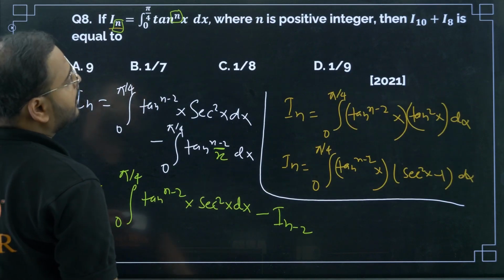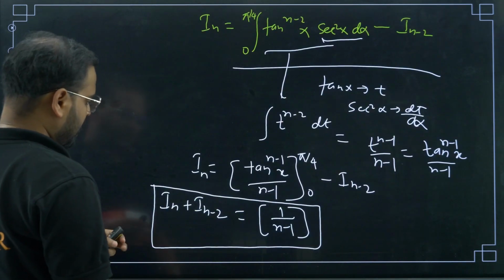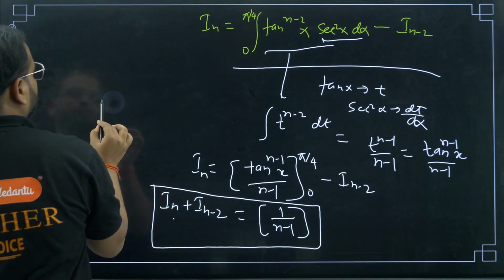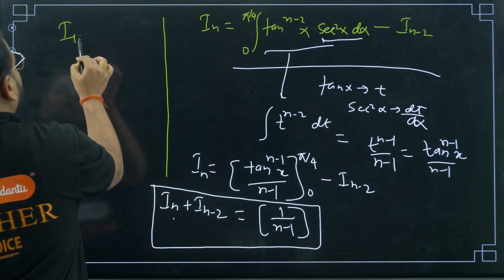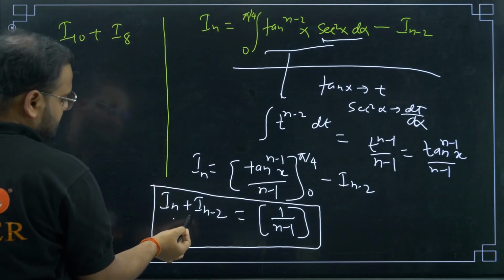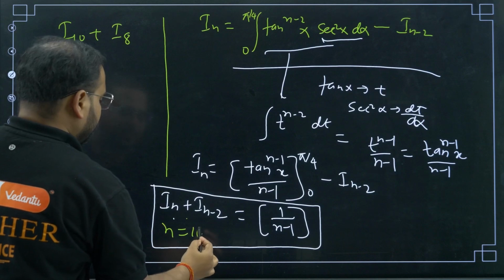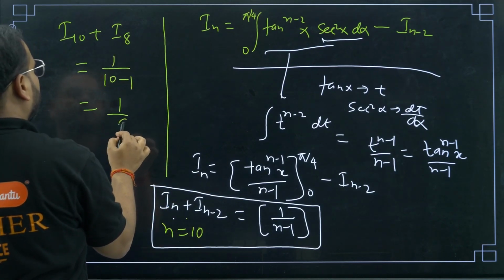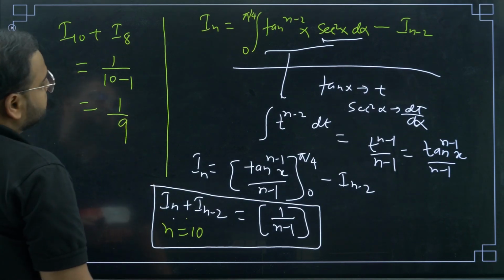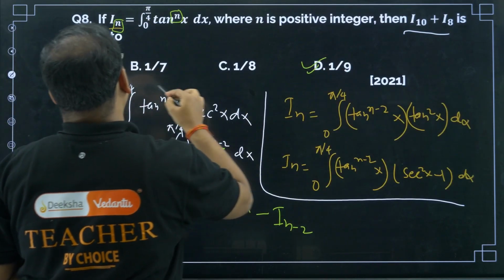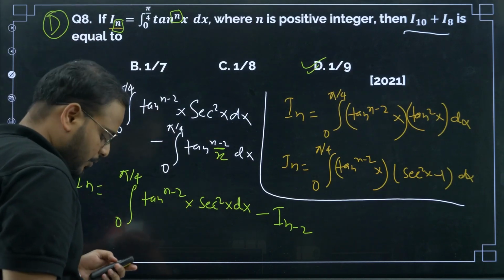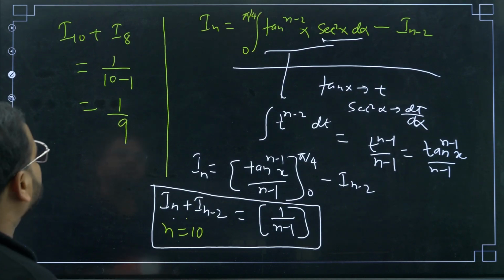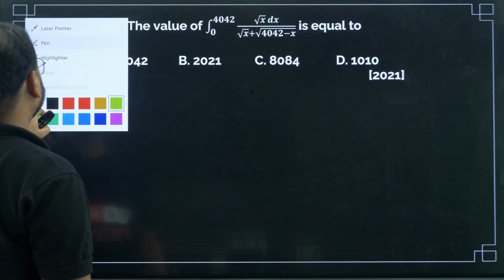Now what we are looking for is I10 plus I8. What is the n value over here? In the question they have asked I10 plus I8. Now please compare with this. So they are saying to use n equals 10. If you do that, you end up with 1 upon 10 minus 1, which is 1 upon 9. This is visible. 1 upon 9 is the answer, option D. Have a look. Good question. Okay, yes, everything is visible? Over here also? Yes.